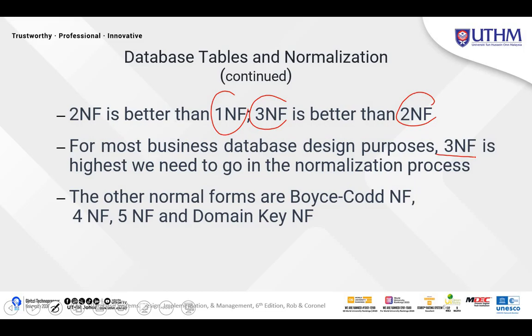There are other normal forms we have: BCNF, Boyce-Codd, fourth NF, fifth NF, domain key, DKNF. These we're not going to cover. We only cover up to third normal form.